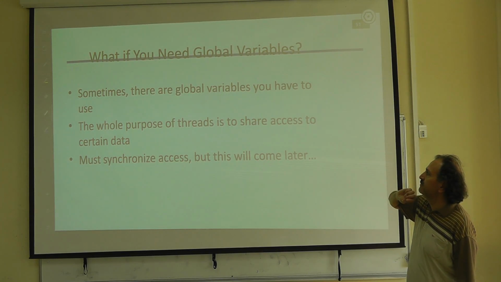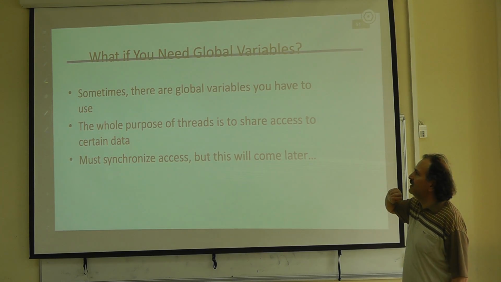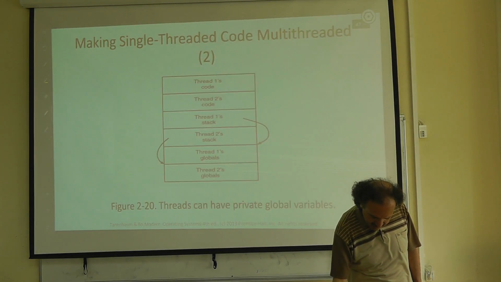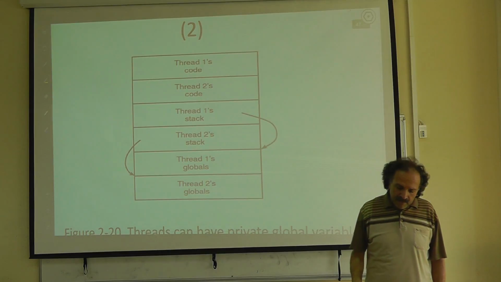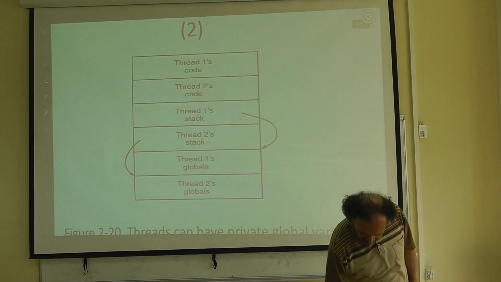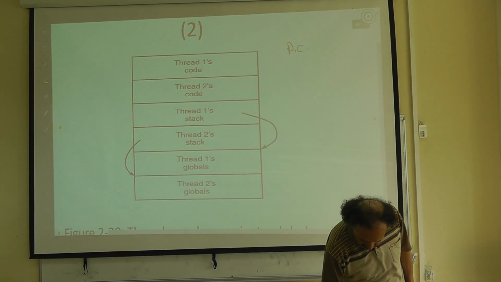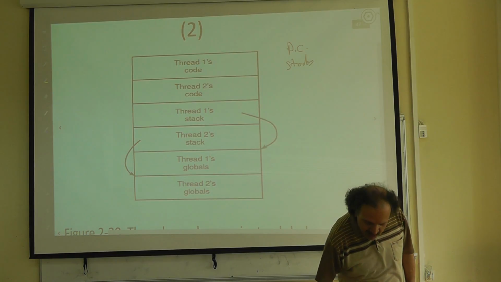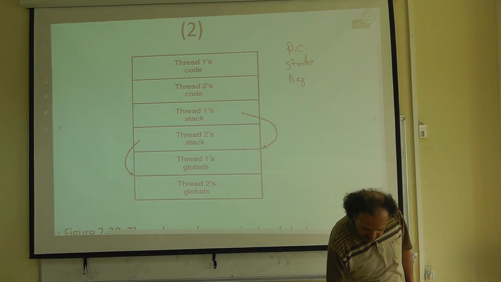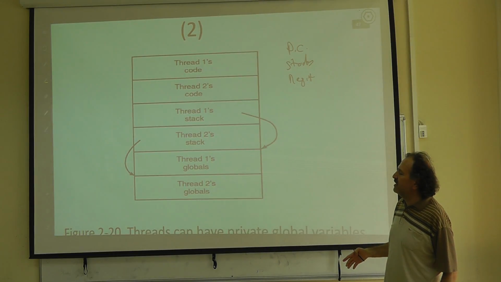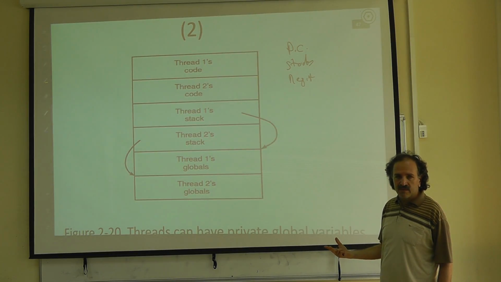The solution is given this way. Remember that threads have their own program counters, right? Threads have their own program counters. What else? Stack. They have their own stacks, right? Registers. They have their own registers. So each thread has a different stack, and they have their own local variables, okay?